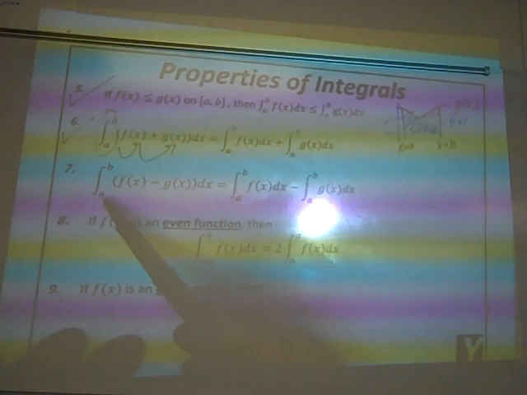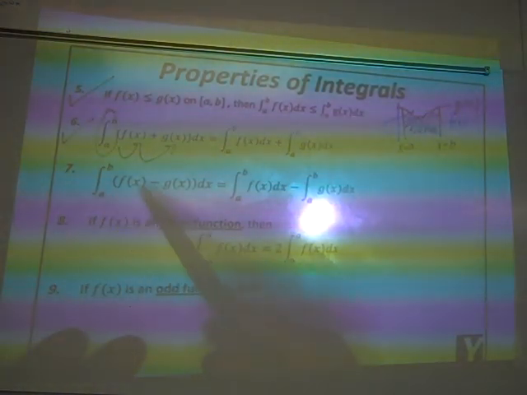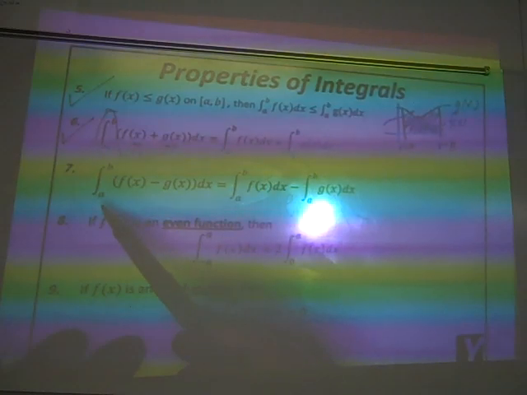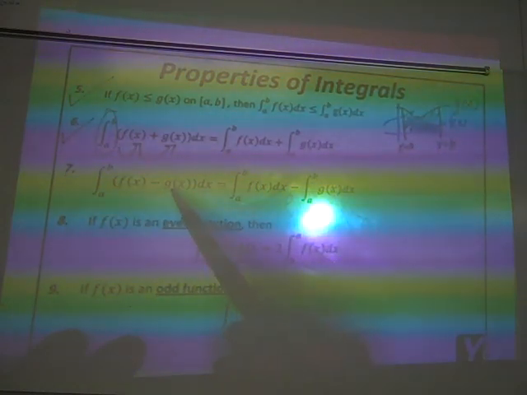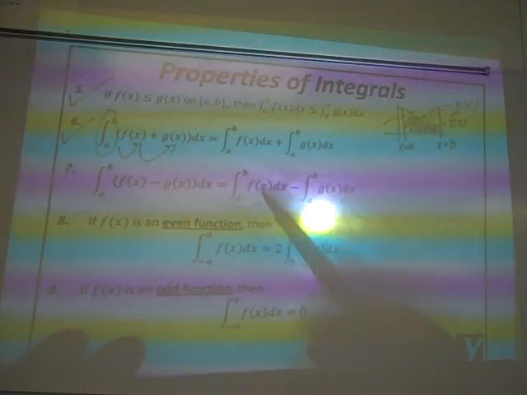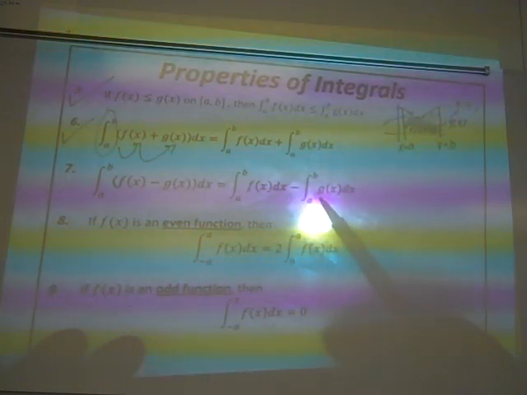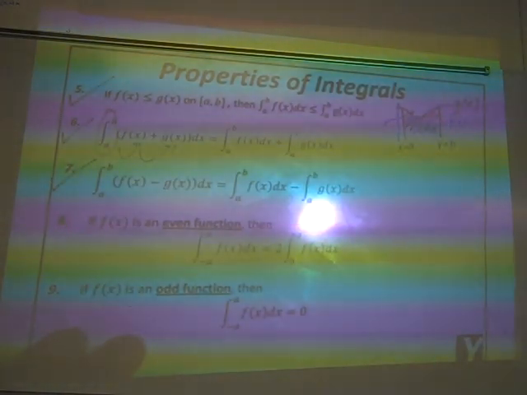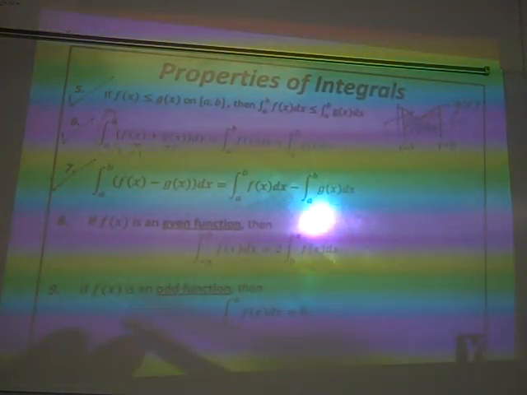We can also perform that same distribution if I have subtraction in between. So the definite integral of a function minus a function is the same thing as the definite integral of the first function minus the definite integral of the second function. Okay. Second property.